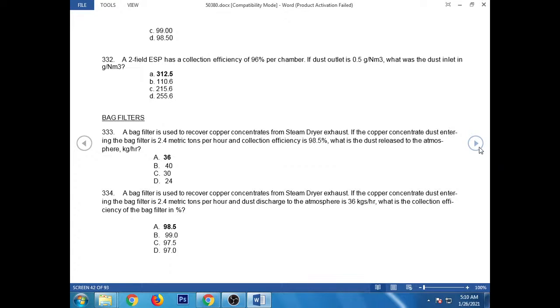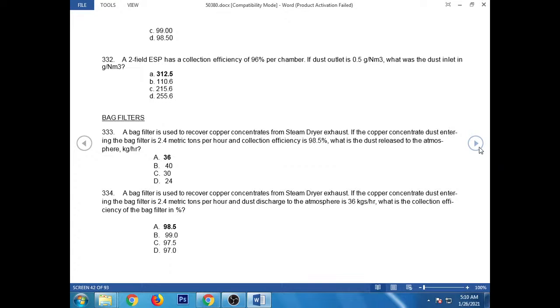Answer: 312.5. Bag filters. A bag filter is used to recover copper concentrate from steam dryer exhaust. If the copper concentrate dust entering the bag filter is 2.4 metric tons per hour and the collection efficiency is 98.5%, what is the dust released to the atmosphere in kg per hour?